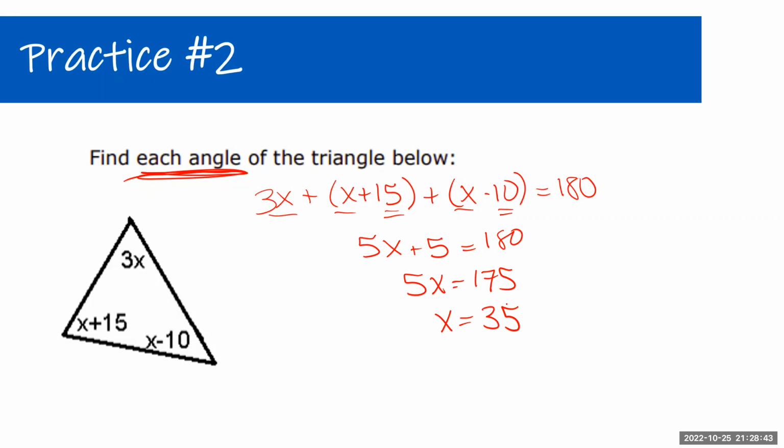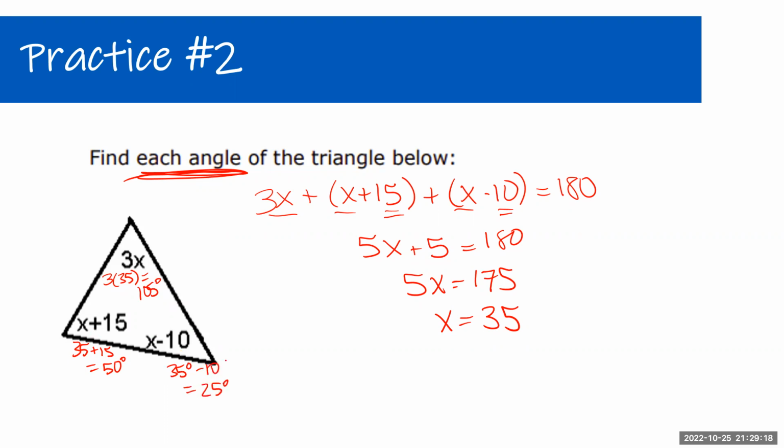We are not done, okay? 3x is 3 times 35, which is going to be, I believe, 105, but let me check. Right, so this is going to be 105 degrees, okay? X plus 15 is going to be 35 plus 15, which is going to give us 50 degrees. And x minus 10 is going to be 35 degrees minus 10, which is going to give us 25 degrees, okay?